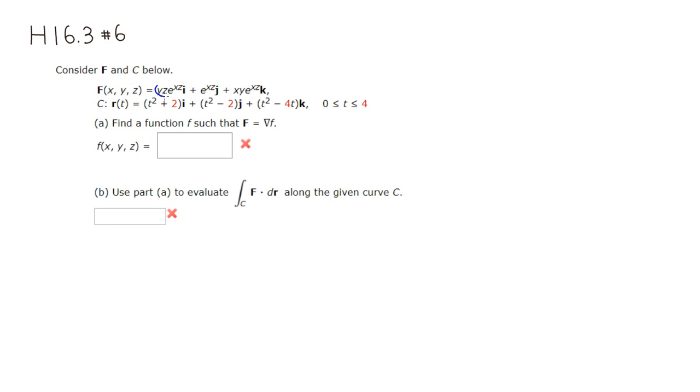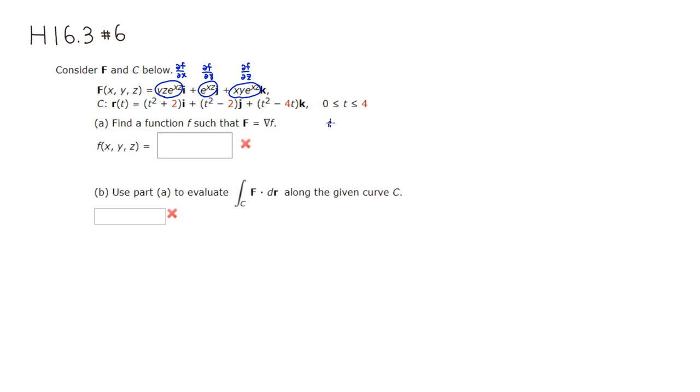the first component is the partial of the potential with respect to x, the second component is the partial of f with respect to y, and the third component is of course the partial of f with respect to z. So let's use this. Since we know the partial with respect to x is given here, we can take the antiderivative.